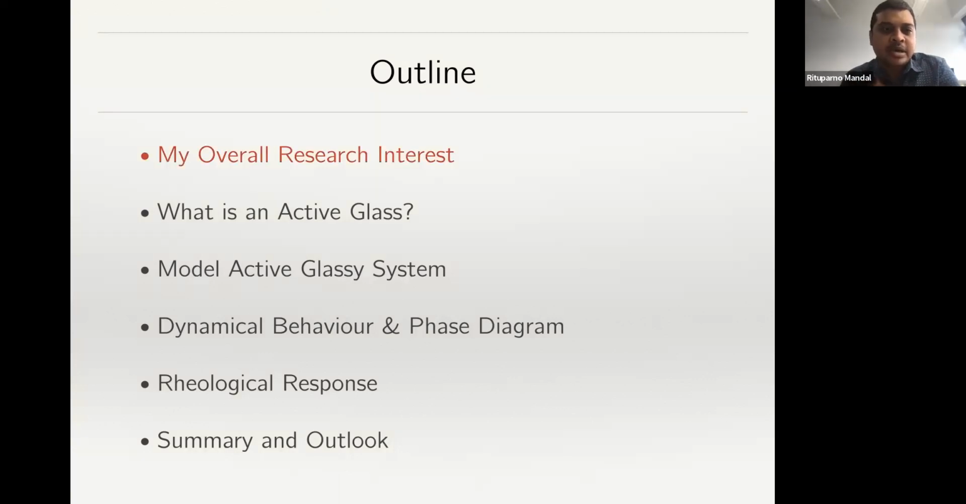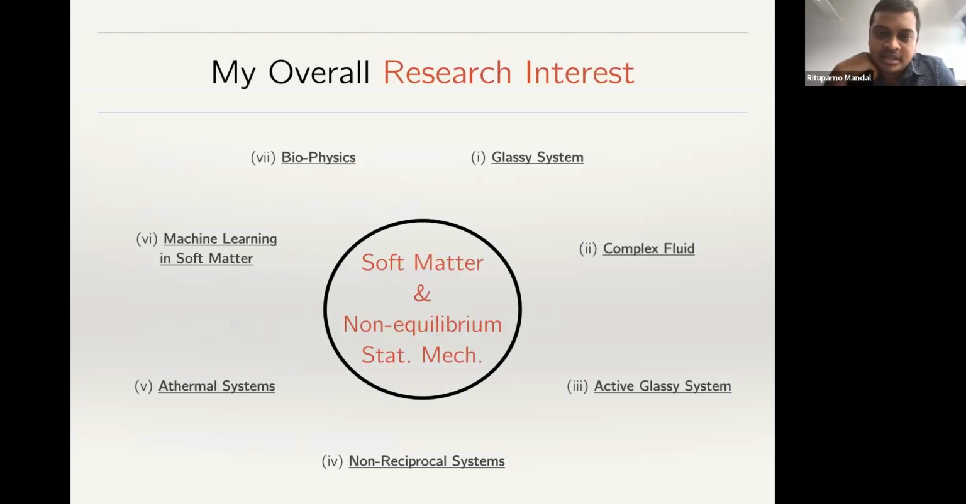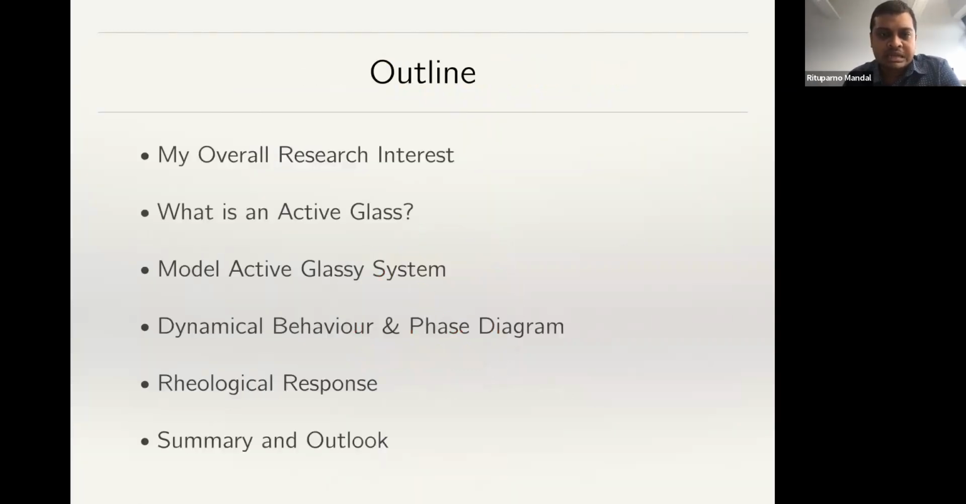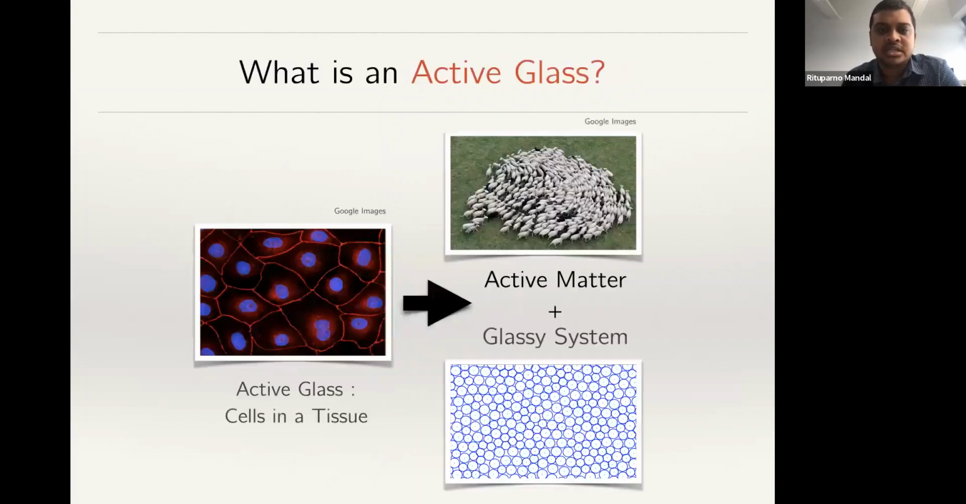So let's start with my overall research interest. I'm mostly interested in the field of soft matter and non-equilibrium statistical mechanics. I have worked on key topics like glassy systems, athermal or granular systems, non-reciprocal systems, application of machine learning in soft matter, active glassy systems, some problems in biophysics, etc. Today I'll be discussing active glassy systems. So let us first try to understand the definition of an active glassy material. It's essentially an active material which, due to very high density, has glass-like behavior.